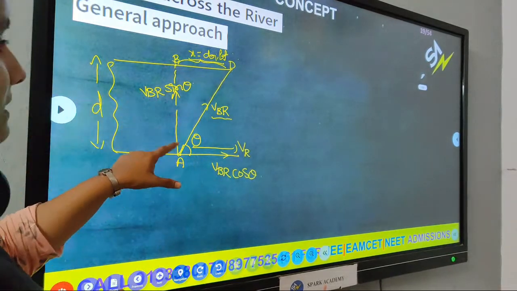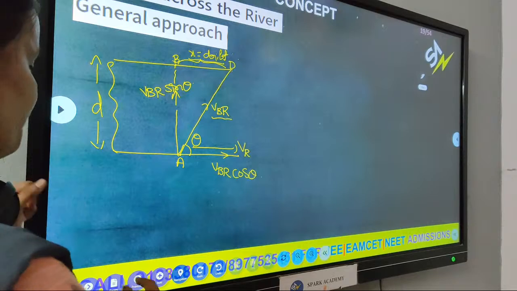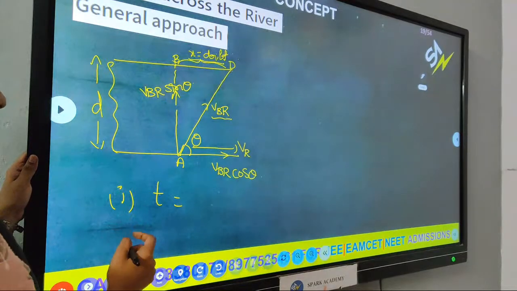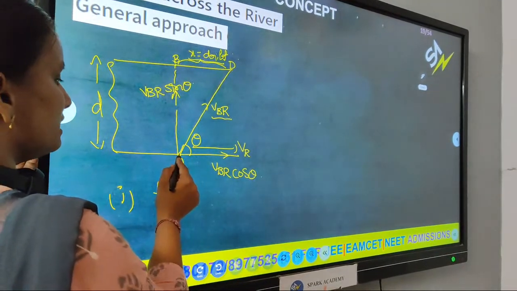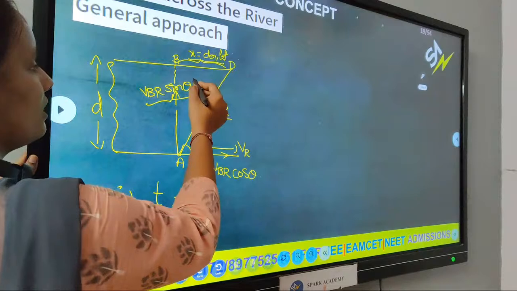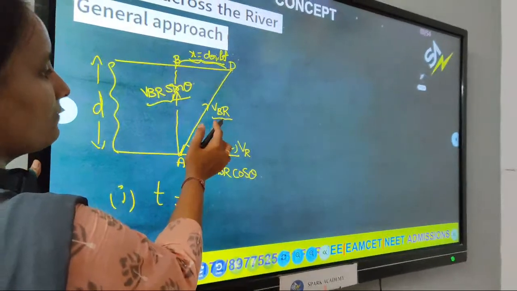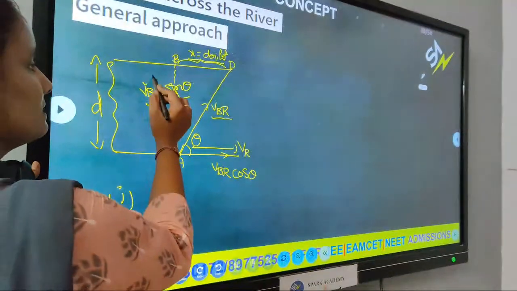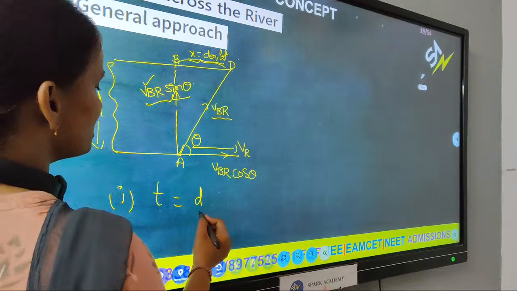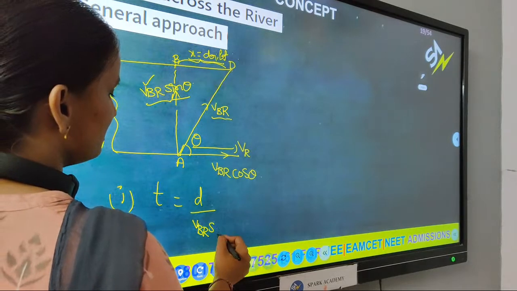Now, in this situation, in the general approach, when the boat person is making angle theta with the river flow, they can ask the question: what is the time taken to cross the river? Time taken to cross the river means he needs to reach from point A to point B. So the component of velocity in that direction is VBR sin theta. Here the component of relative velocity of the boat is helping to reach the opposite bank. So time is equal to distance by speed. Here speed is VBR sin theta.